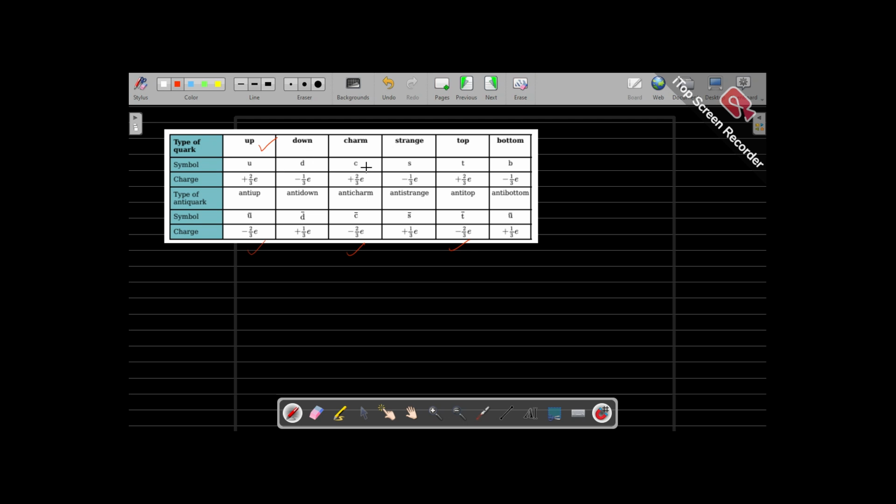And then comes down, strange and bottom. They have a charge of minus 1 by 3e. And their anti-counterparts have plus 1 by 3e.